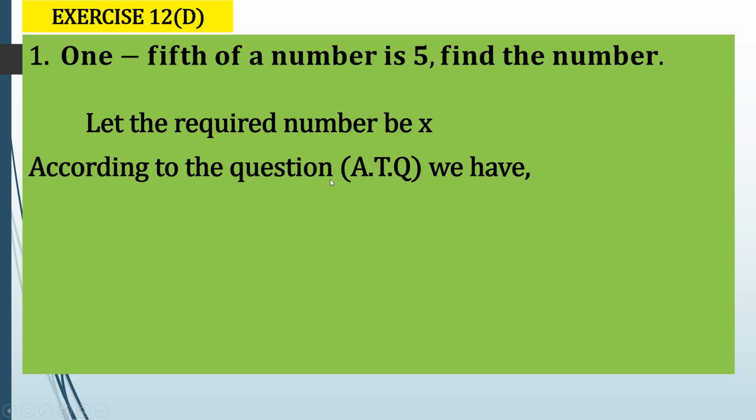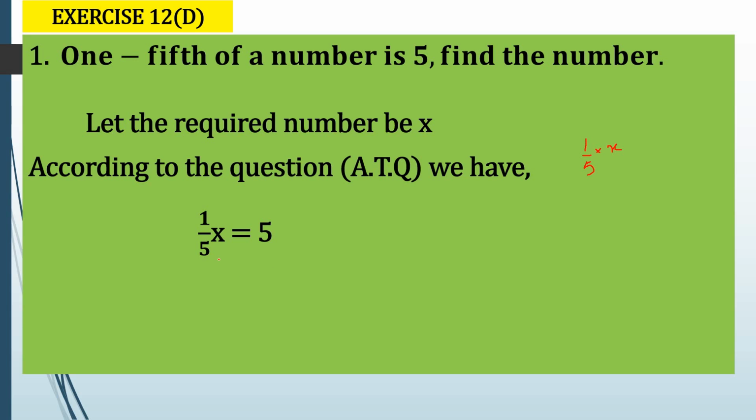Now, according to the question, in short, we can write this as a.p.q. According to the question, we have 1/5 of a number. How do you write 1/5 of a number? 1 upon 5. 1/5 of a number means multiplied by the number, so that is 1 upon 5 x, right? So our number is x, so 1/5 of x is how much? 5. This is the required linear equation.